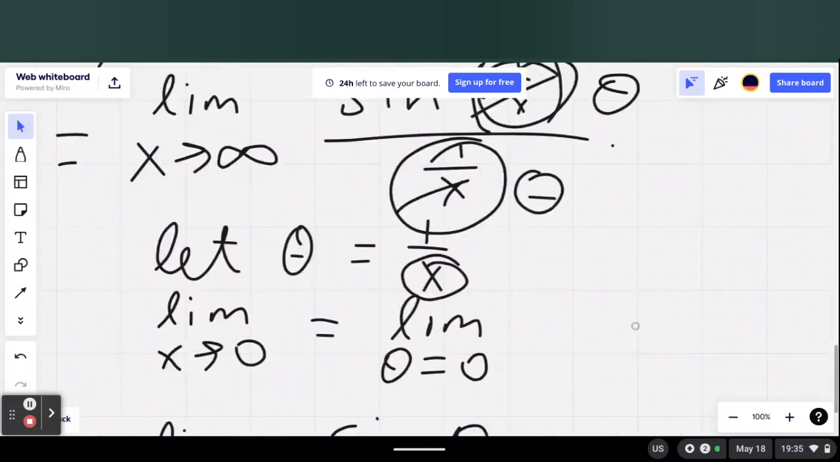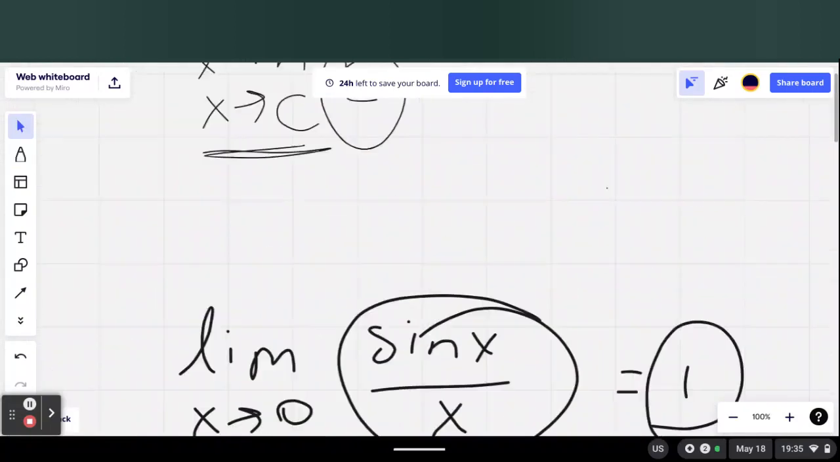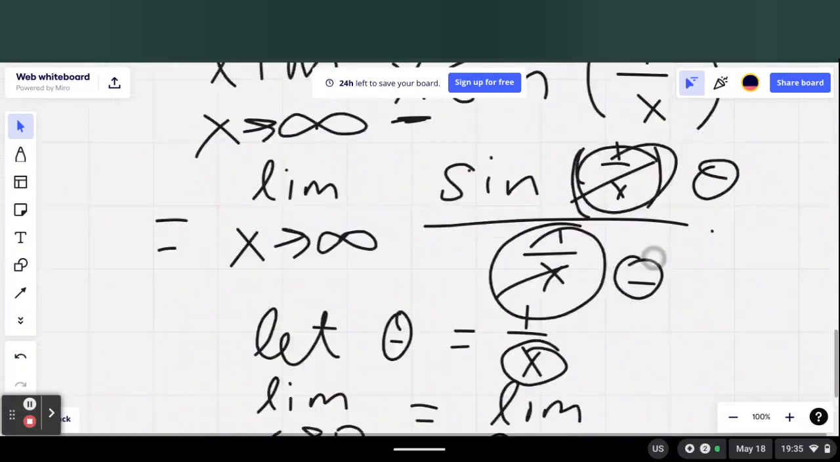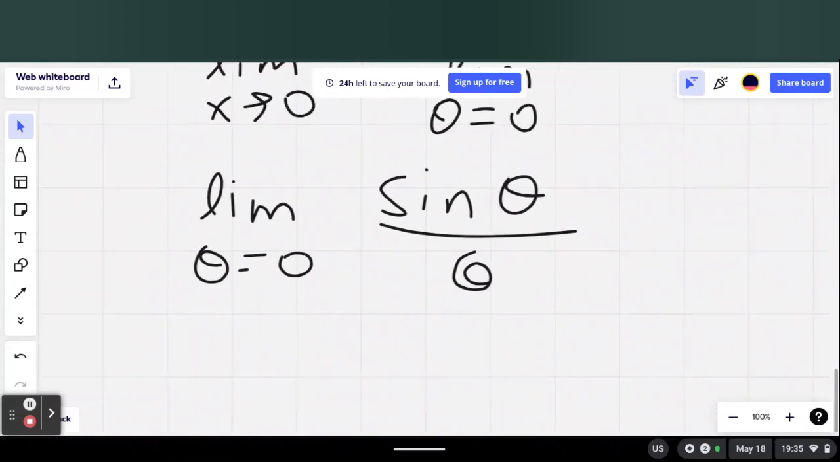Now, considering what we have at the very beginning, sine x over x as x approaches 0, we found that to be 1. By using the same L'Hopital's rule or just recognizing the problem, we know that the limit as theta approaches 0 of sine theta over theta is 1.